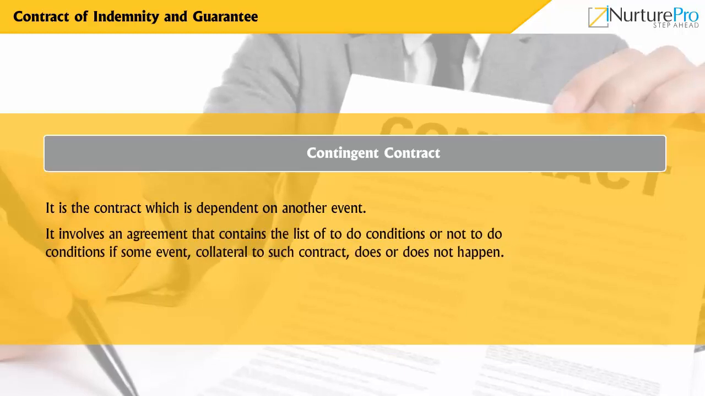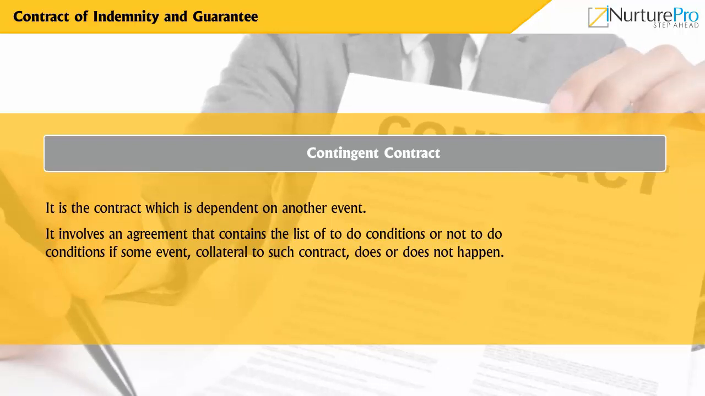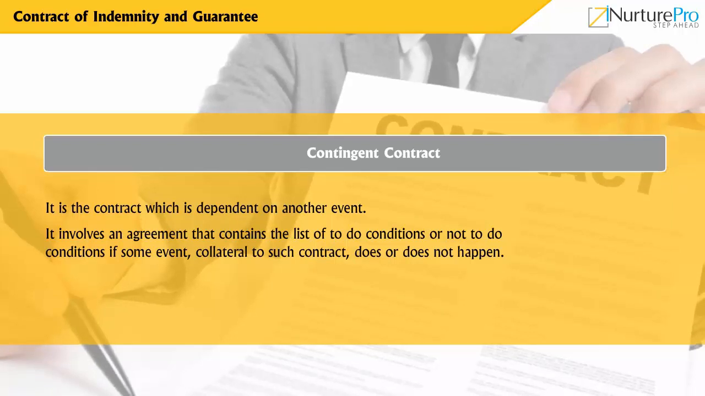This contract involves an agreement that contains a list of to-do conditions or not-to-do conditions if some event collateral to such contract does or does not happen.